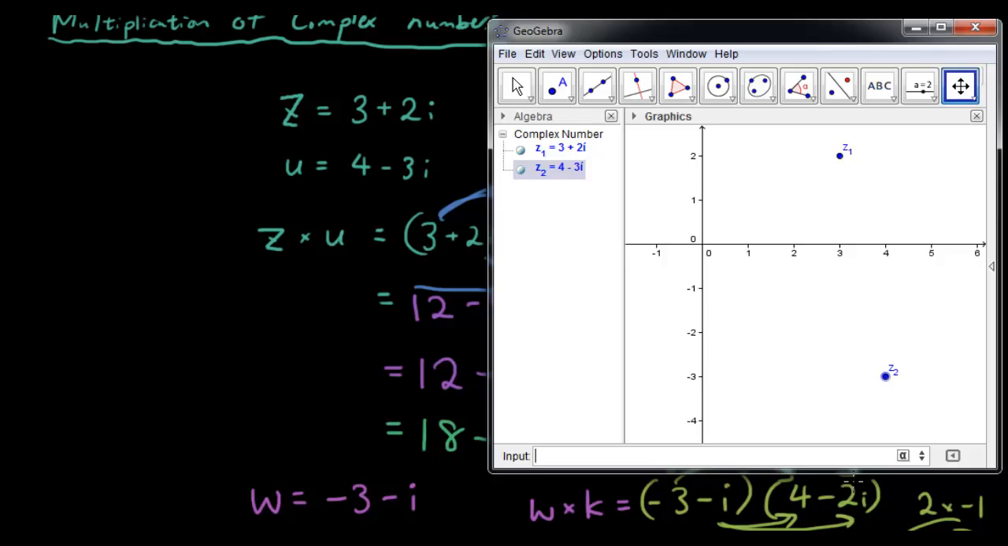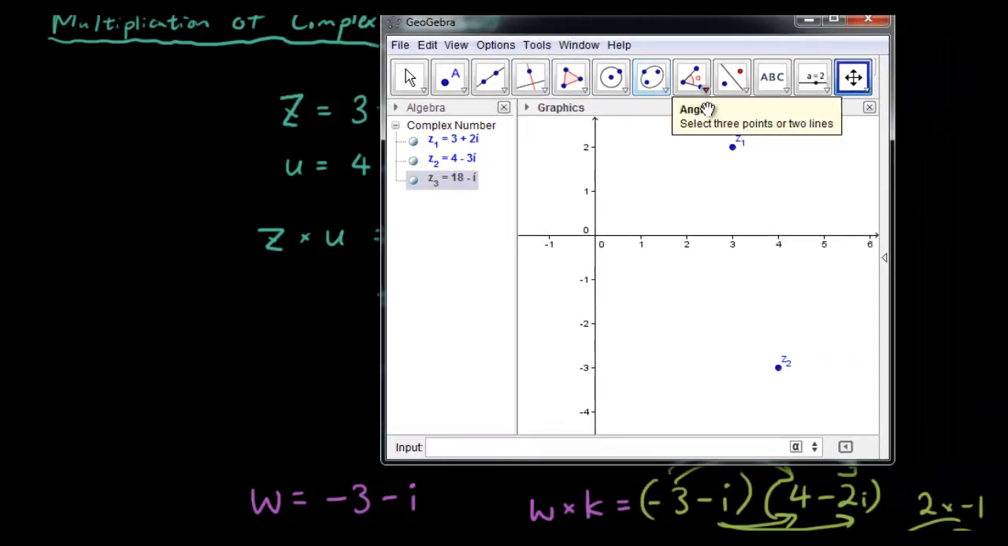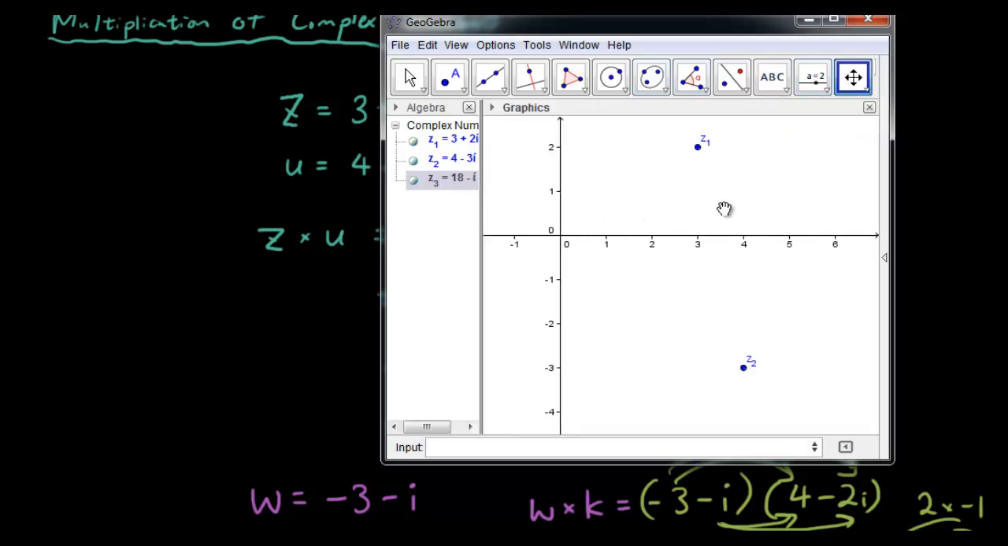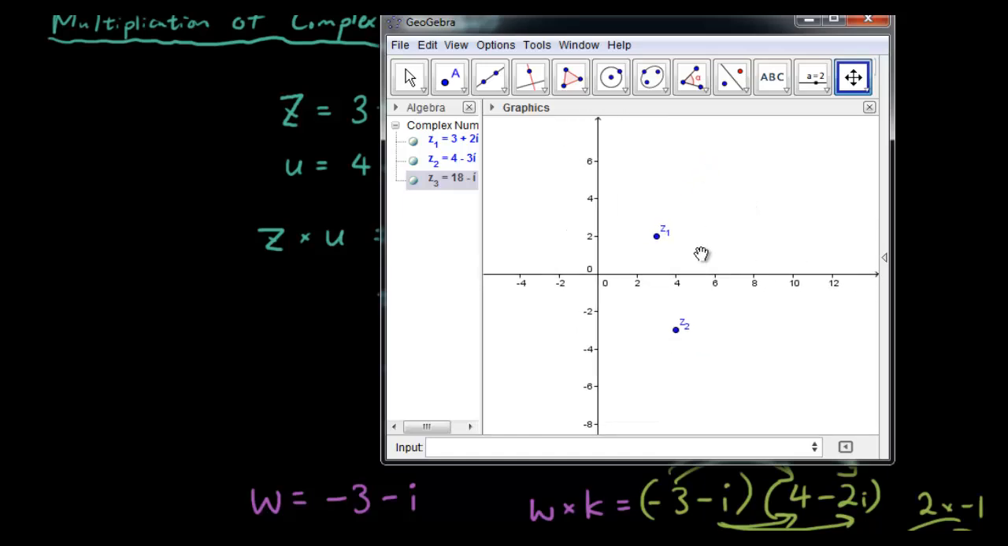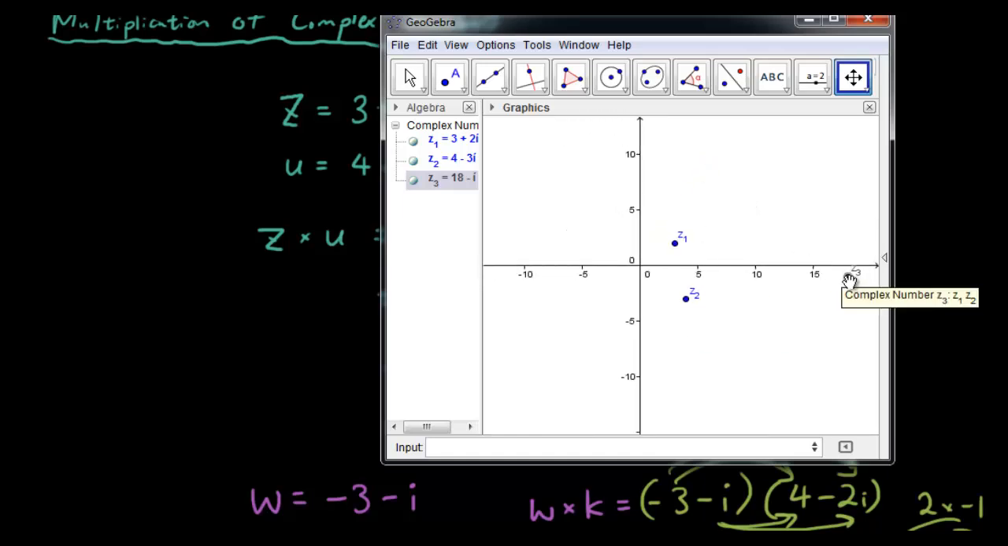Now we're going to do z1 times z2. You can press Shift 8 on your keyboard and that will bring up times. Let's press enter and see where this takes us. 18 minus i, which is what we calculated. But where is it on the geometric plane? Let's zoom out a bit by scrolling down, and we have z3 over here.